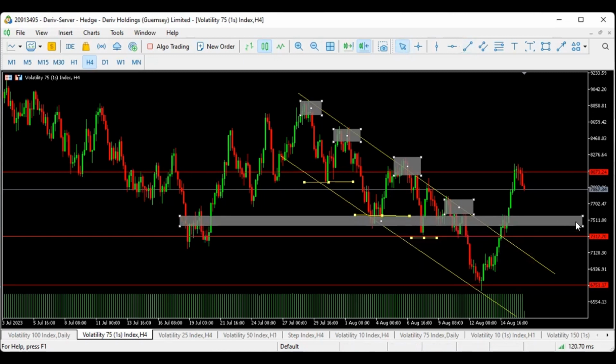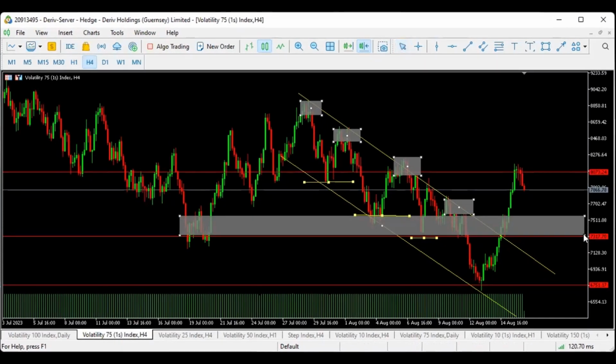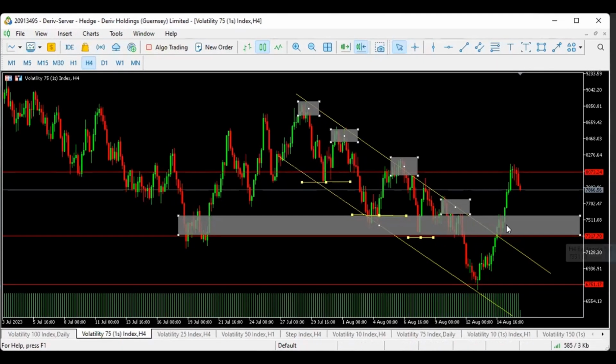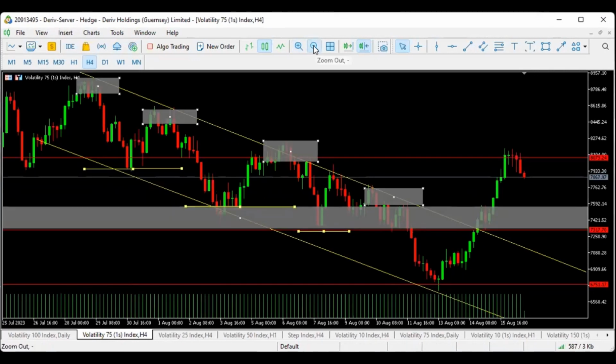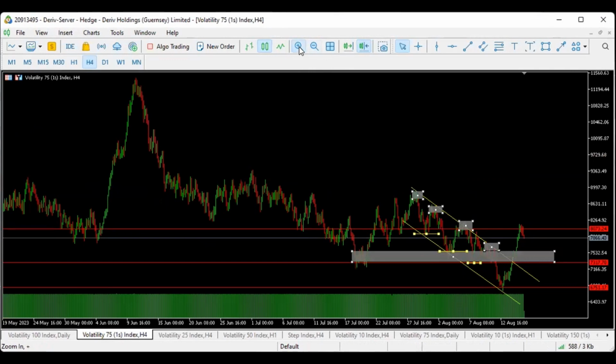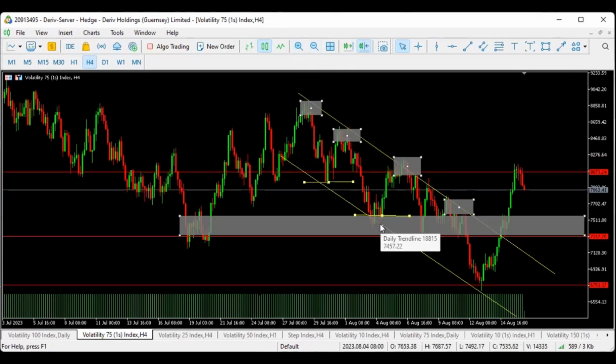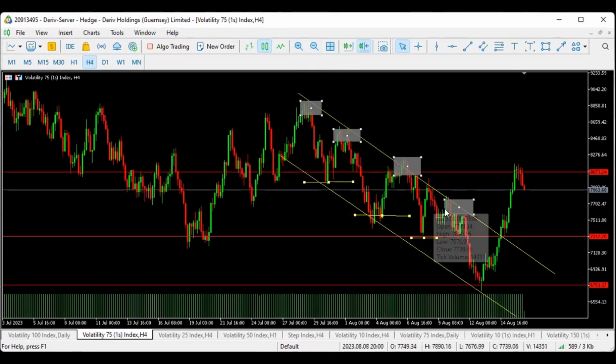This is what we call a breaker block. For those of you who have done my mentorship, you know what a breaker block is. Basically, what I mean by a breaker block: this zone, or rather, this most recent low over here, we were expecting the price to retrace over here and continue with the down move. However, the price came up to this zone and it broke it as if there is nothing over here. So this becomes an area of interest.